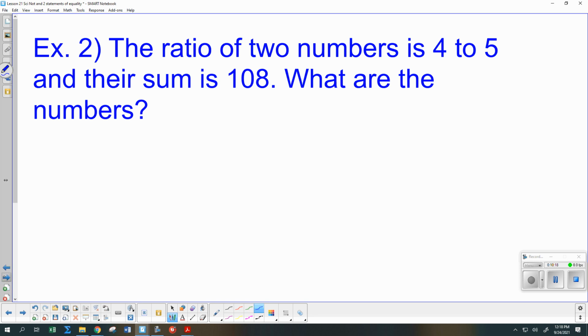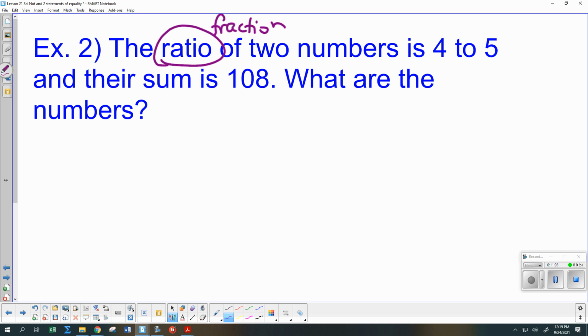So when you have one that's a bunch of words and it talks about you've got numbers and the ratio of the numbers is something, and then they tell you something else. The sum is this, the product is that. I think the best way to do it is to say ratio means fraction. So ratio of two numbers, pick any letters you like. Pick X and Y. Pick C and M. I don't care. They don't tell you the letters, so you pick whatever you want them to be.